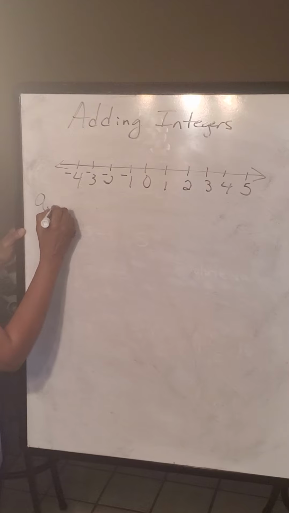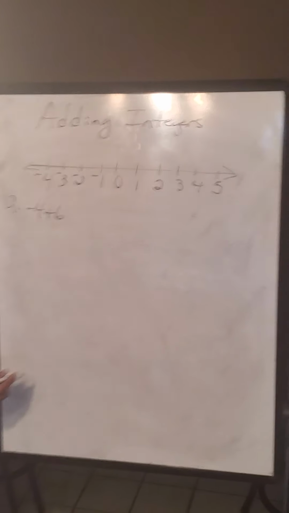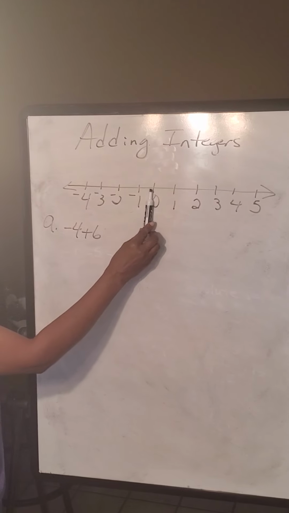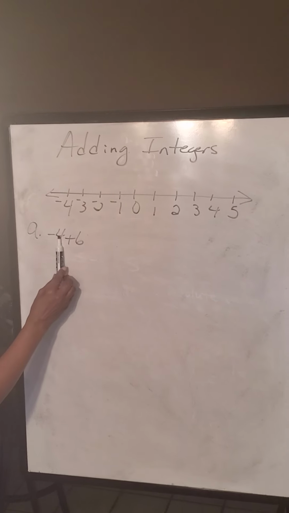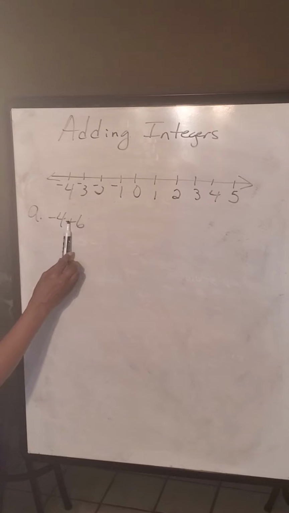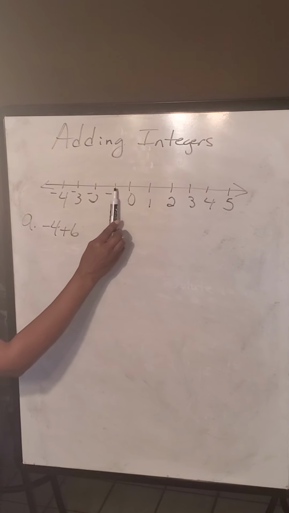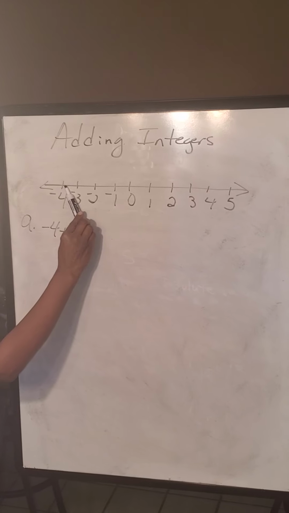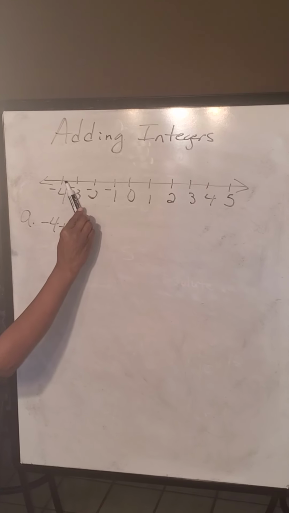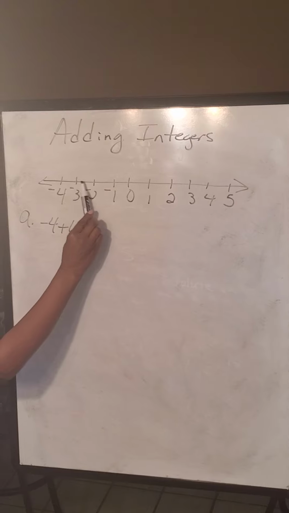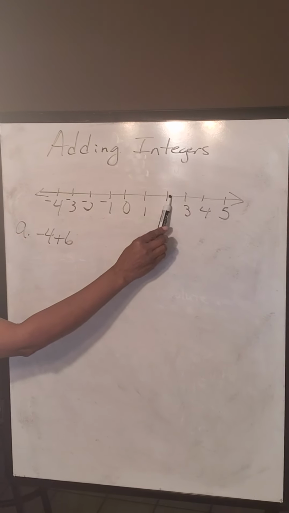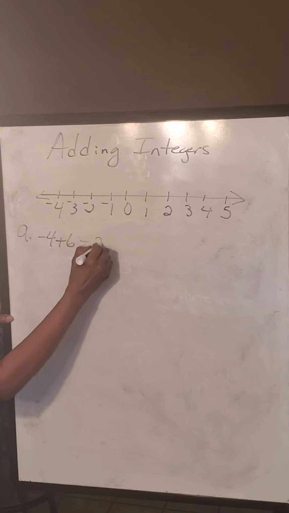If I had a -4 plus 6, where if I were using the number line, my starting point is always going to be at 0. I need to move over to a -4, so I'm going to move over 1, 2, 3, 4. It's asking me to add 6. So that means I need to go back in the positive direction 6. 1, 2, 3, 4, 5, 6. And where I stop will be my answer. So I would get a positive 2.